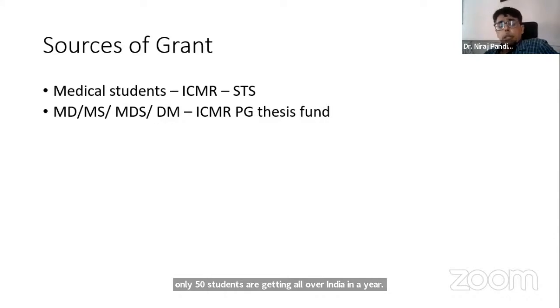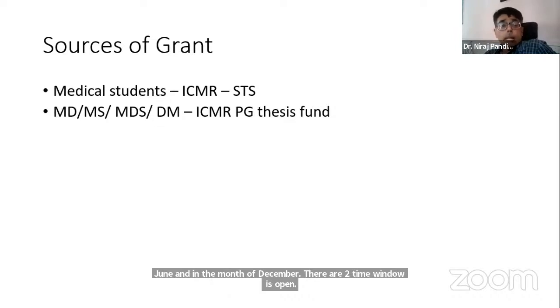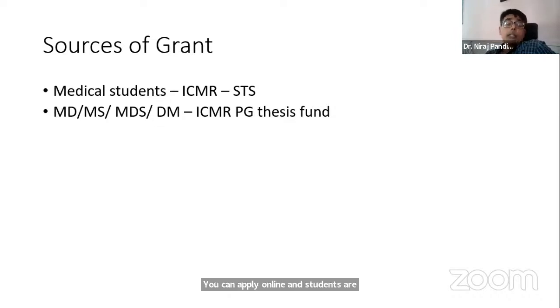Usually the application time is in the month of June and in the month of December. There are 2 time windows open. You can apply online, and students are applying. The amount is very small, but here is a condition, and this is very important. They are giving 30,000 rupees immediately on acceptance. The remaining 20,000 you will get once you finish your MD thesis and publish your paper in an indexed journal. Then only you will receive the remaining 20,000 rupees.